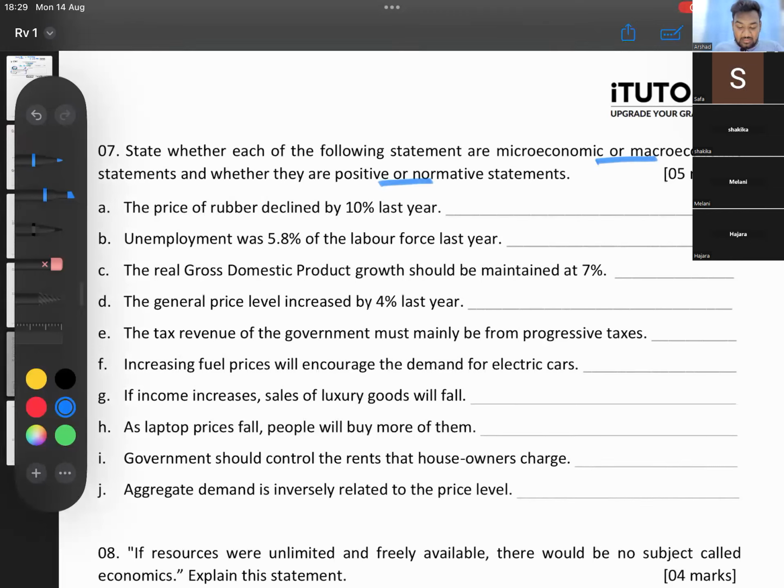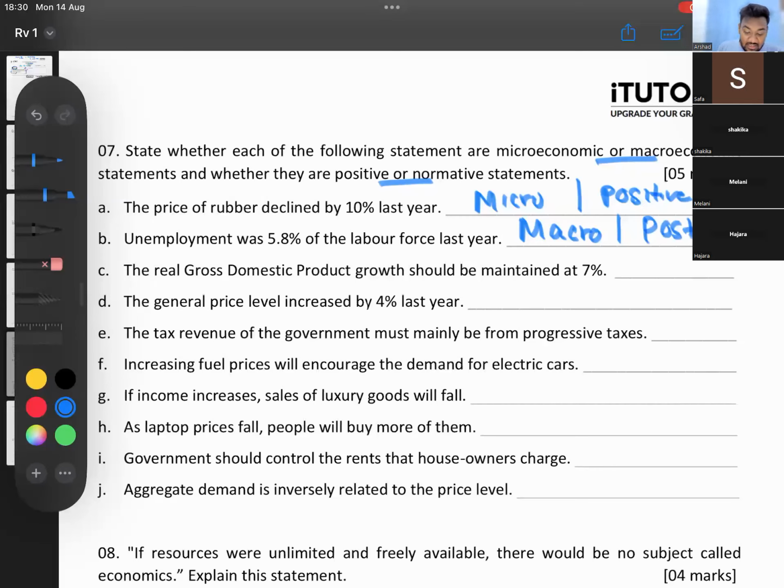Price of rubber declined by 10%. Micro or macro? Quickly give me the answer. Price of rubber. Micro. Okay. Positive or normative? Price of rubber has declined by this. Can be proven. You can test and see. Actually, it happened. So it's microeconomic, positive. Next one. Unemployment was 5.8% of the labor force. Unemployment, micro or macro? Macro. This is macro. Positive or normative? It was 5.8% of the labor force. Can test, no? So therefore, it's positive.